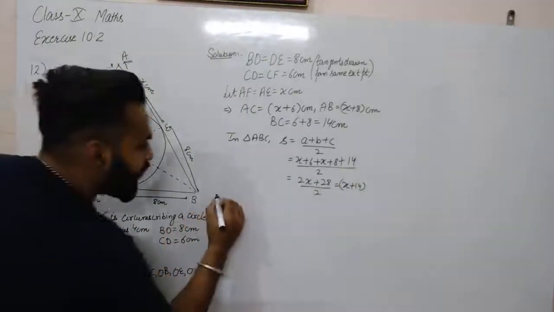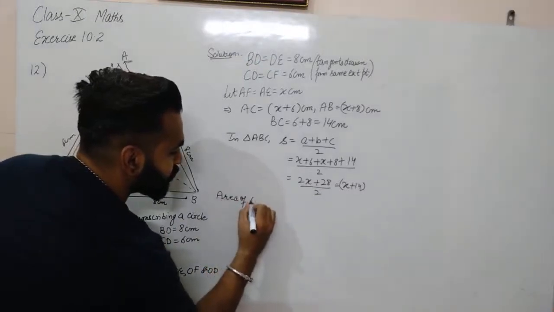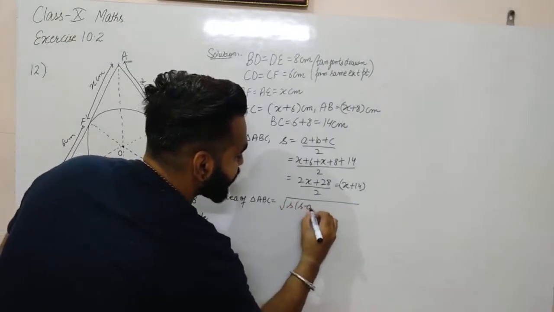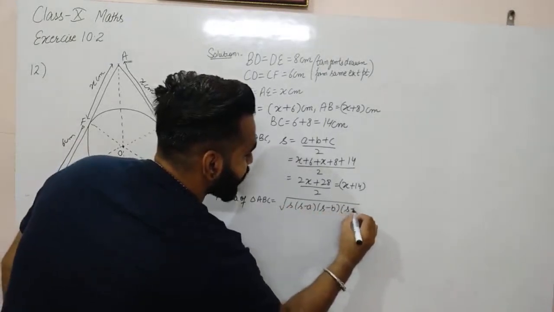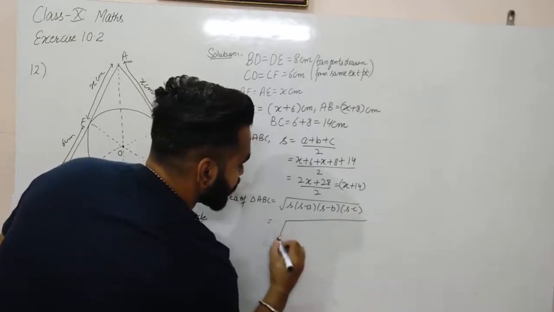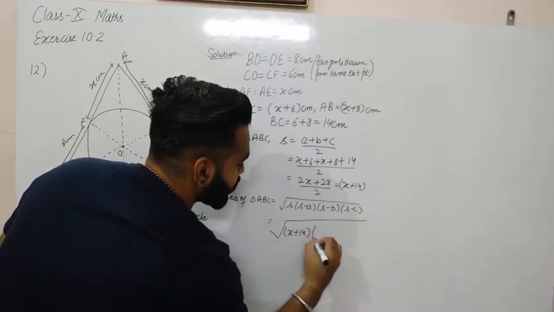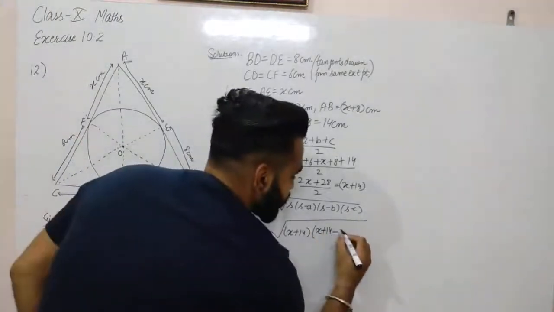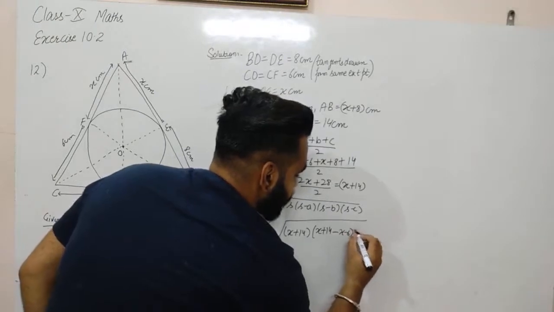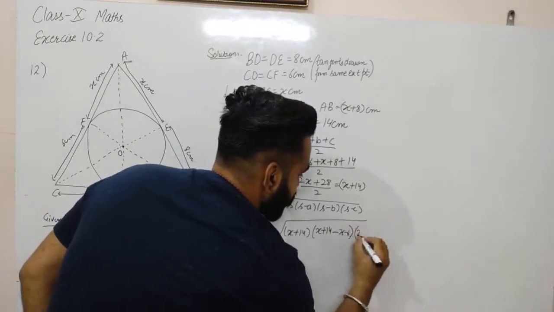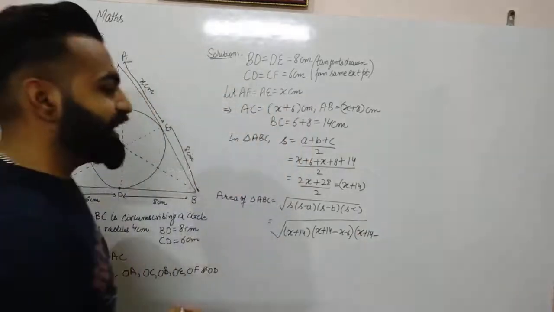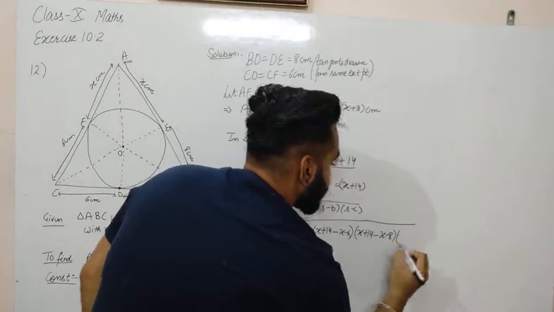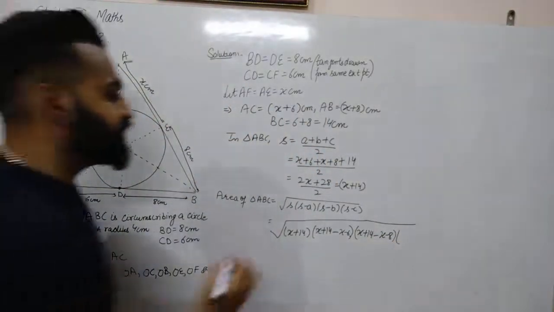Now find the area of triangle ABC. This will be equal to root of s into (s minus a) into (s minus b) into (s minus c). This will be equal to x plus 14, into x plus 14 minus a, where a is x plus 6, into x plus 14 minus b, where b is x plus 8, and c is x plus 14 minus 14.